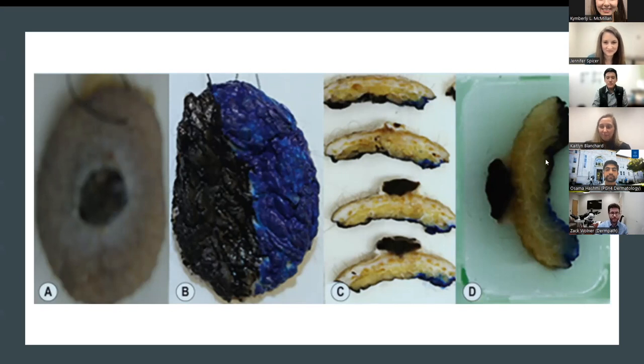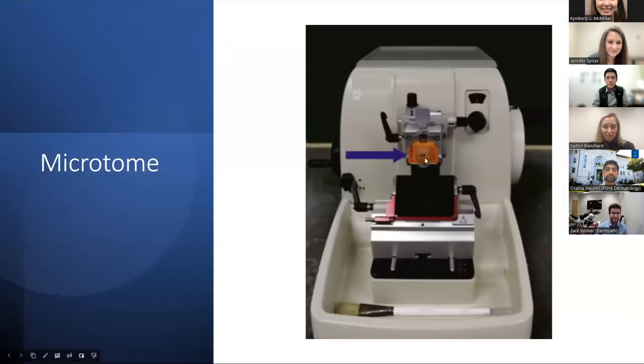This then gets very thinly sliced and put on a glass slide and stained. So for a 4-millimeter punch biopsy, we actually only look at about 1 to maybe even 2% of the actual specimen. So very, very little.